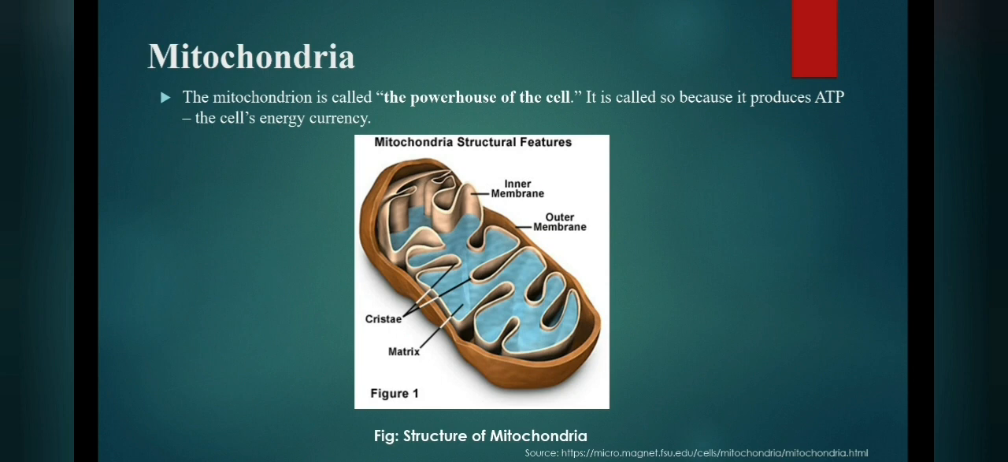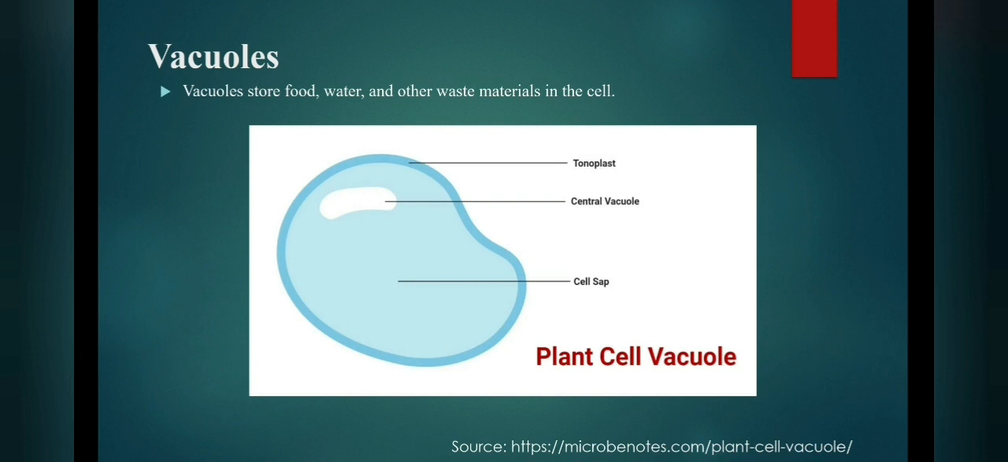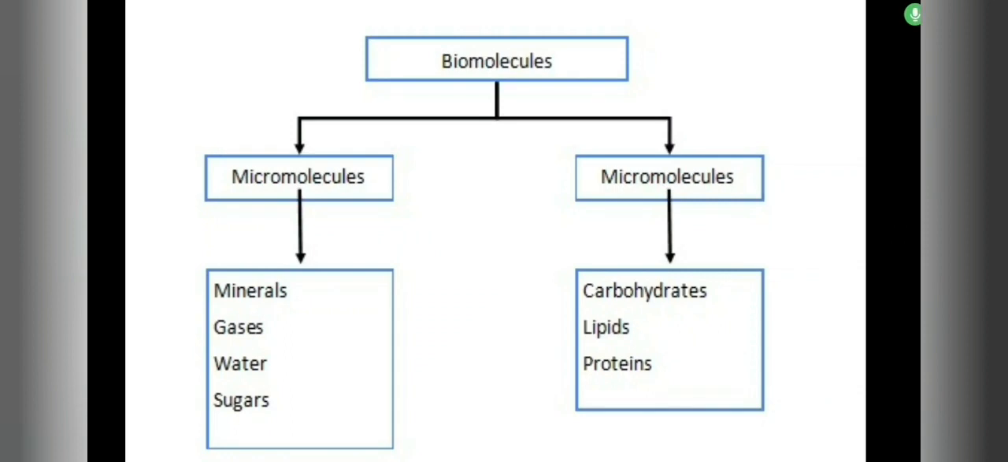Then mitochondria is the powerhouse of the cell. Then lysosome. Then chloroplast has the chlorophyll pigment, so it helps in the process of photosynthesis. Then vacuole. Plant cells have a large vacuole, but animal cells lack a large vacuole. They have many small vacuoles. So these are different types of cell organelles. Then what are biomolecules? Biomolecules means all the molecules which are present in the body of living organisms.